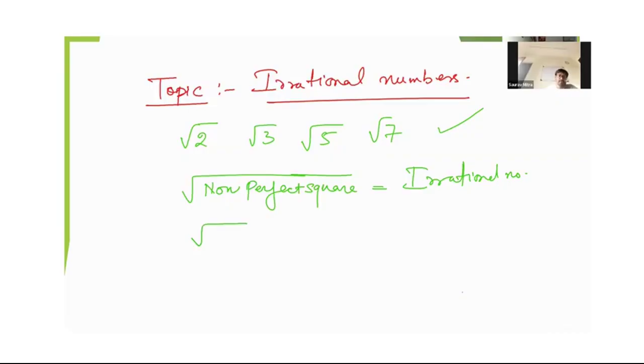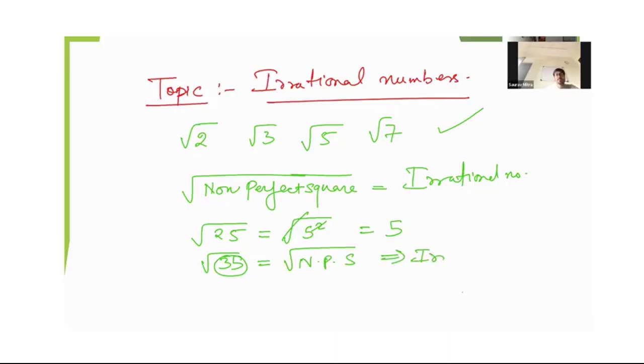See, if I write 25, it is a perfect square number, 5 square. So the square gets cancelled and this is 5. But what about 35? This is a non-perfect square number. So therefore, this is an irrational number. Okay.